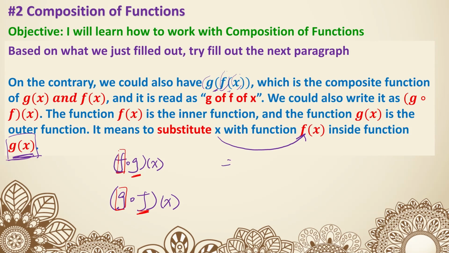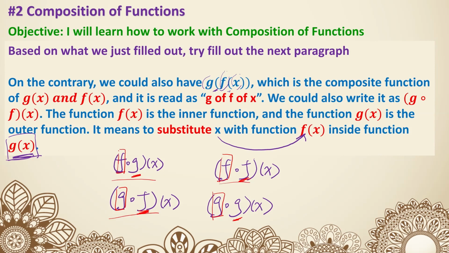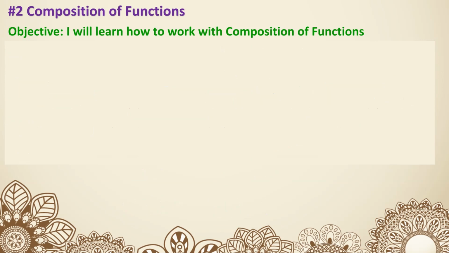And then we can even have f of f of x. So f, yes, is the main function, but anywhere you see x, you still need to replace the x with f of x. And then lastly, of course, we can have g of g of x. So that means g is the main function. Anywhere you see x, you're going to replace x with g again. Okay. In short, we're going to call them fog, gof, fof, and gog. There you go.